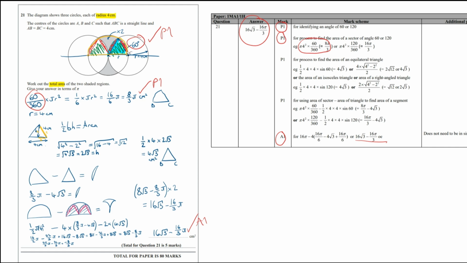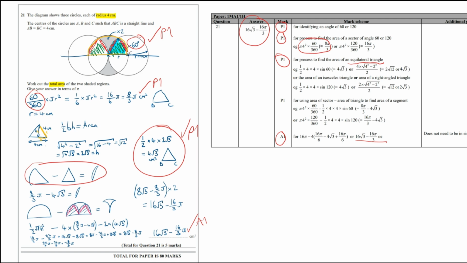Then P1 for process to find the area of an equilateral triangle. As you can see, I did half base times height. This is where I then get my next mark, because I've said that that's my area of my triangle. Okay, and you get the mark for trying to find, in my case, the area of the equilateral triangle. Then final mark for using area of sector minus area of triangle to find area of segment, and that's what I've sort of showed visually here, and then I sort of go on to show later on.